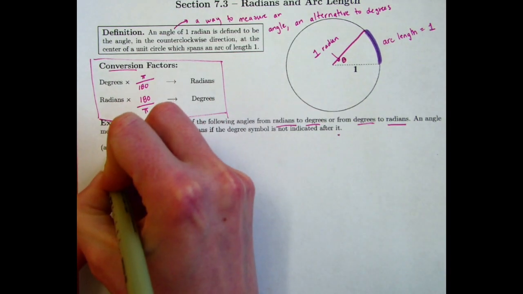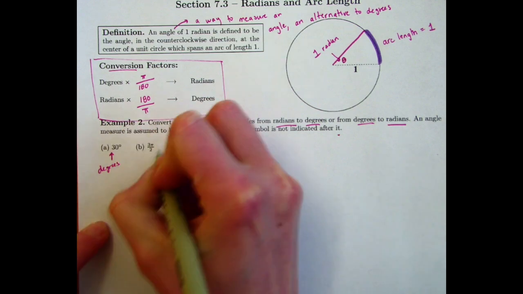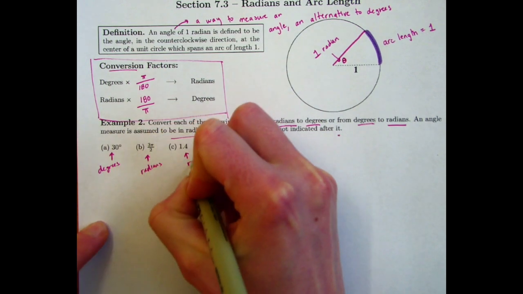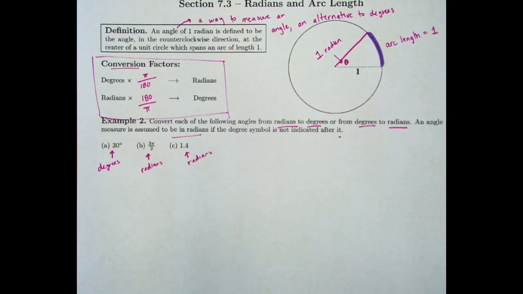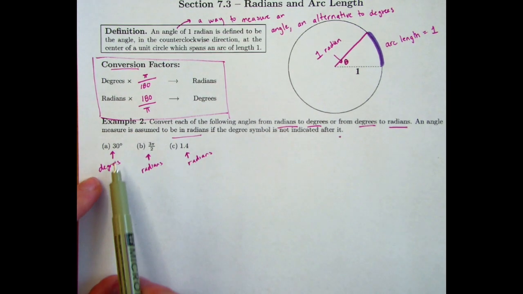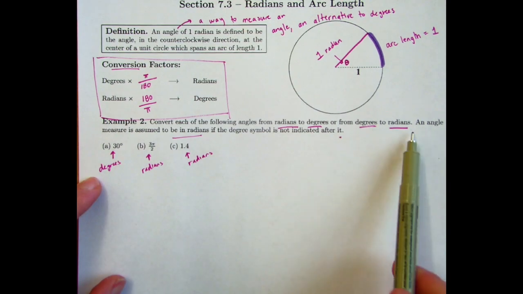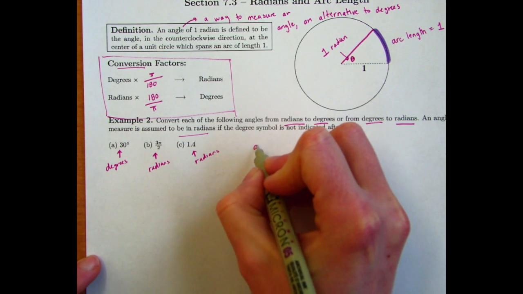So let's just quickly label these. In A, we're given degrees. In B, we're given radians. And in C, we're also given radians. And remember, radians are just another way to measure an angle, an alternative to degrees. So for A, I'm given degrees, and since I'm given degrees, I'm going to go ahead and convert this into radians. So let's go through A together.